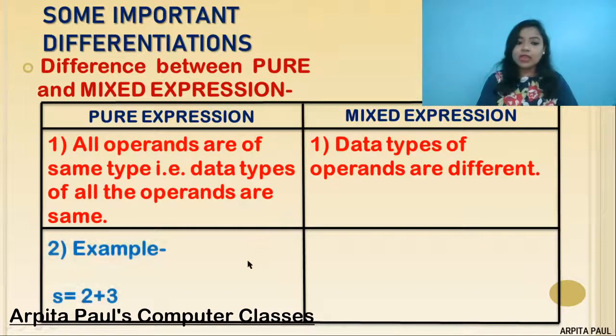So let me show you the example. In case of this one, you can see s equals 2 plus 3. So 2 is an integer number, 3 is an integer number. So we are adding the same type of value.